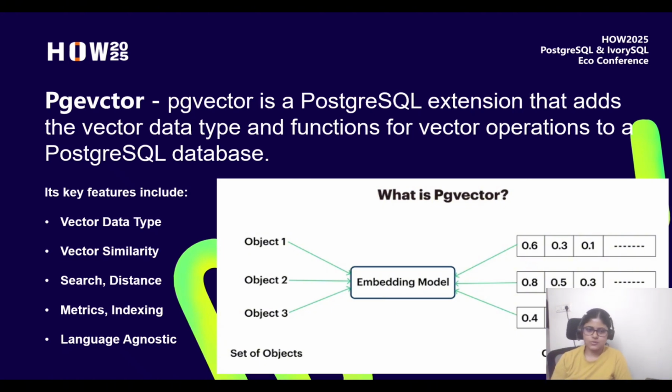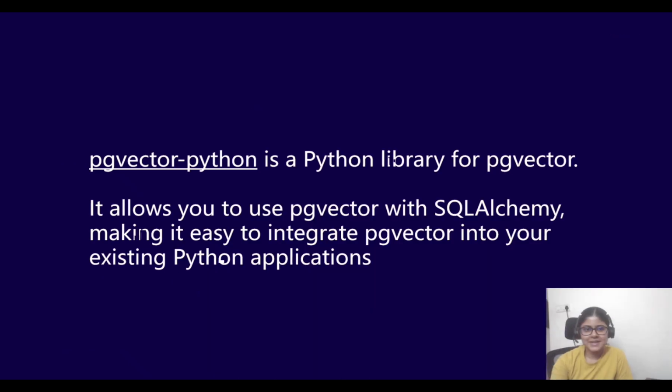So this is how PgVector works, and I think most of you would have been trying it out with the buzz around AI these days. And if you are a Python developer like me who loves to incorporate things, then PgVector Python is a library that helps you get that PgVector extension onto your Python. It uses SQLAlchemy and is very easy to incorporate and work with in your Python applications.